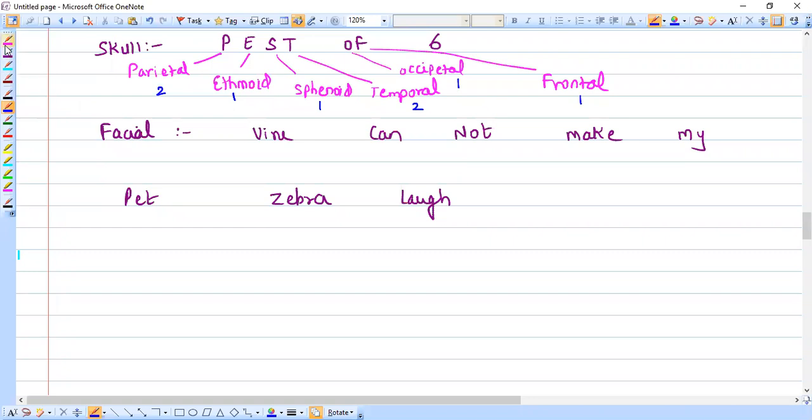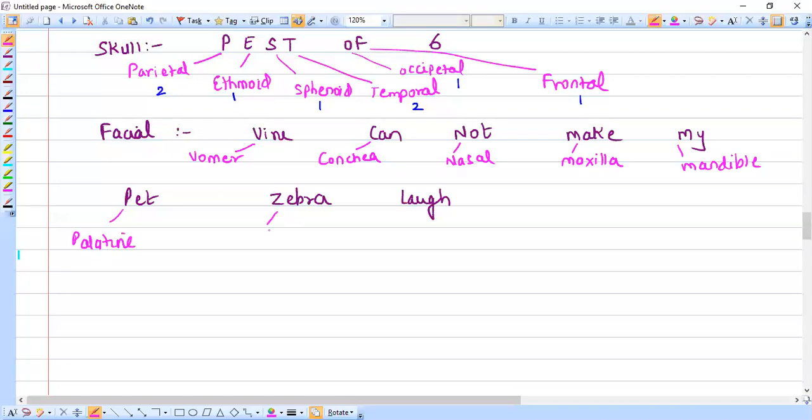When we talk about facial bones, what do we have? We have Viru. Viru basically stands for vomer. Can is for conchae, the nasal conchae. Not stands for nasal bone. Make is for maxilla. My is for mandible. Pet is for palatine. Zebra is for zygomatic. And laugh is for lacrimal. So if you remember this sentence, Viru cannot make my pet zebra laugh, you can easily remember.